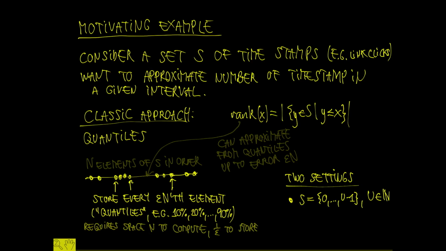There are two settings to consider. One is where S is a subset of a fixed domain, say 0 to u minus 1, and in the other one, S can come from any ordered set. So we'll consider the former first and the latter in the last part of the lecture.